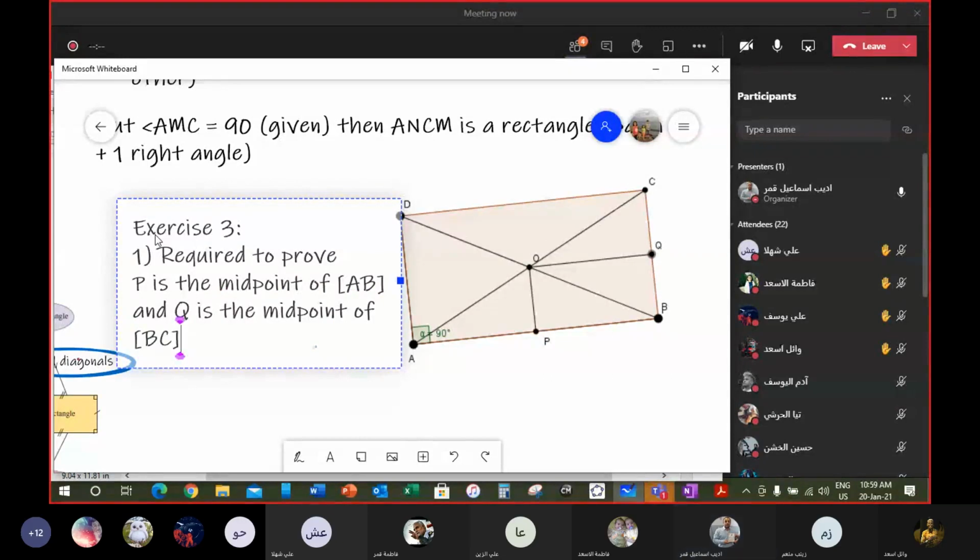يلا مين بيكمل؟ أستاذ أنا. علي سهلة كده. How to prove that P is the midpoint of segment AB؟ ال OP perpendicular لل AB وال OQ perpendicular لل BC اوكي. وال P midpoint لل AB وال Q midpoint لل BC. كيف هيك بهالسهولة عرفتهم؟ وال PA equal لل PB. هاي اللي بدنا نبرهنها.